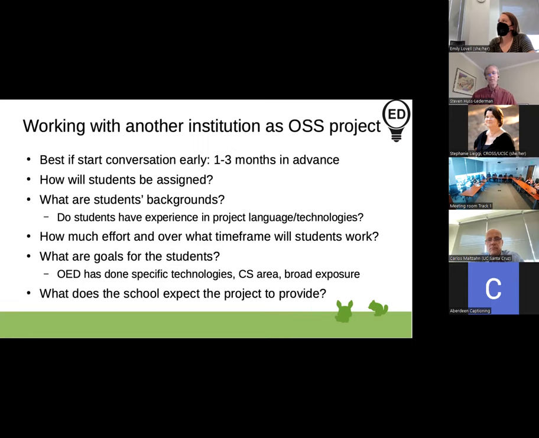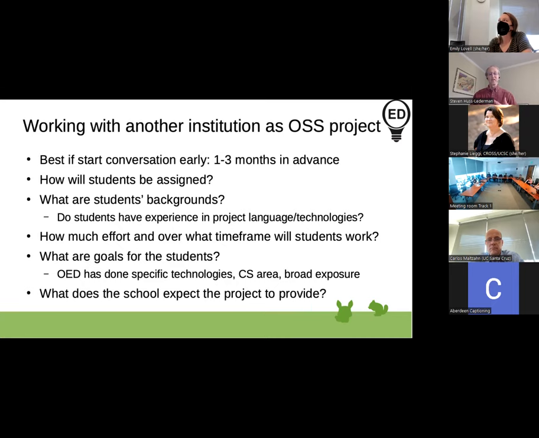And the type of things I want to talk to them about is how are students assigned, because it does seem to impact a little bit their feelings and what's going on. I want to understand the background of those students. I want to know, do they understand the project languages and the technologies? Where are they coming from? What is their experience in working with a large project, if they have that?